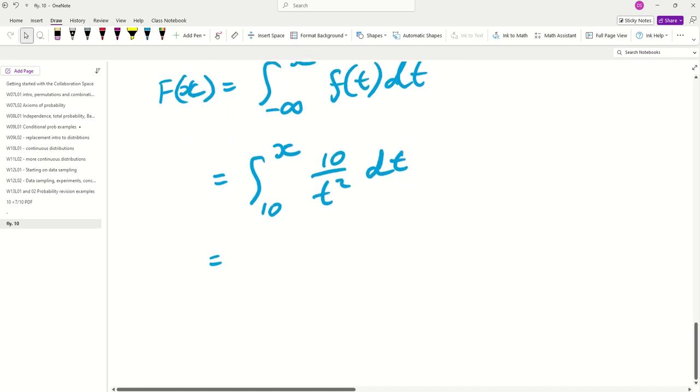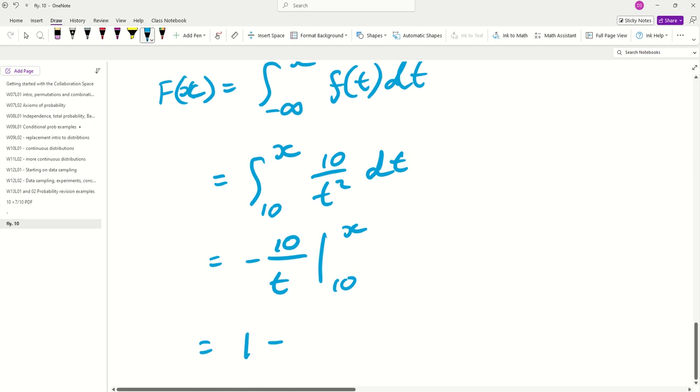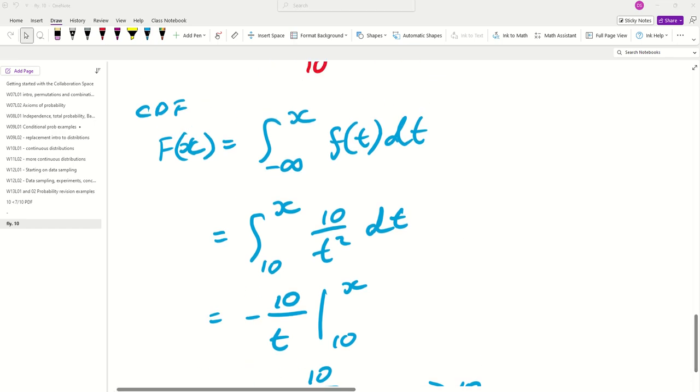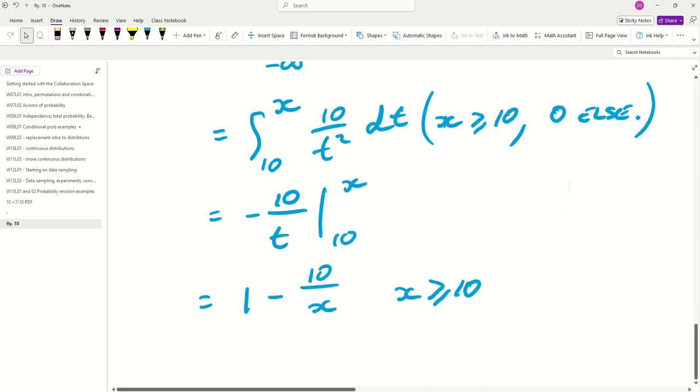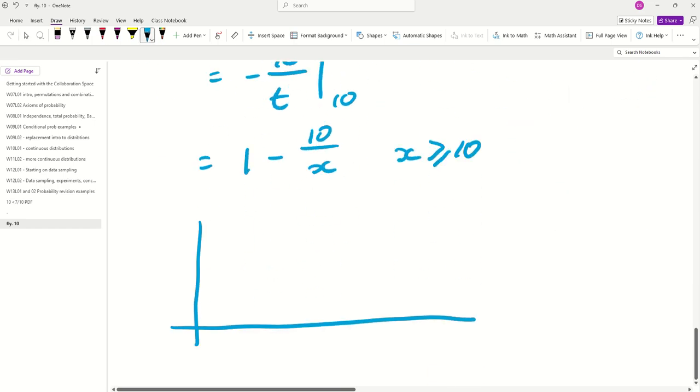Again, we add 1 to the power, divide by the new power, and substitute in the limits. When we do that, we find this for our cumulative distribution. Now, we've got to remember that this is for x greater than or equal to 10, and it's 0 below that, right? Because we've actually put a condition on this here. So our CDF looks like this.